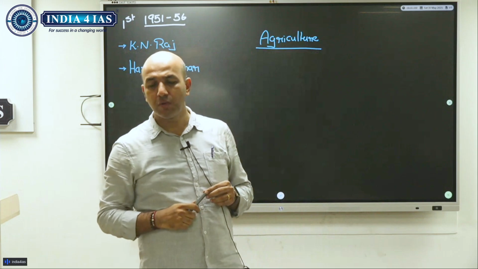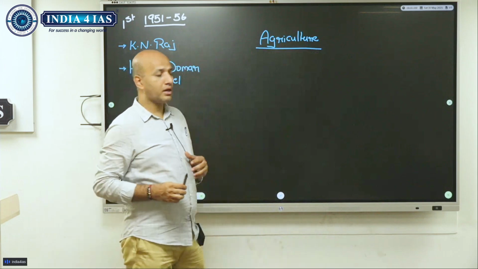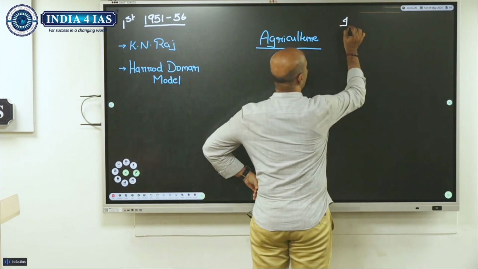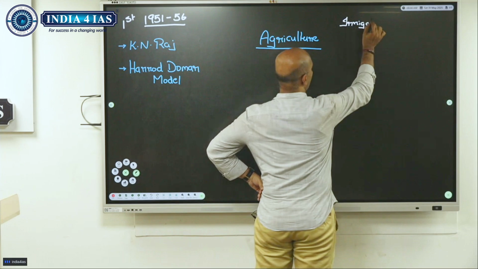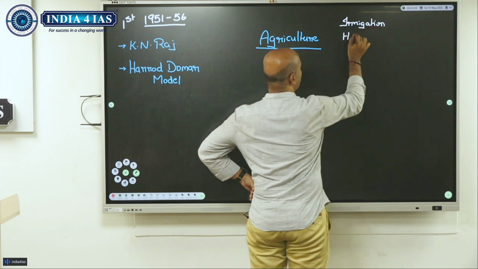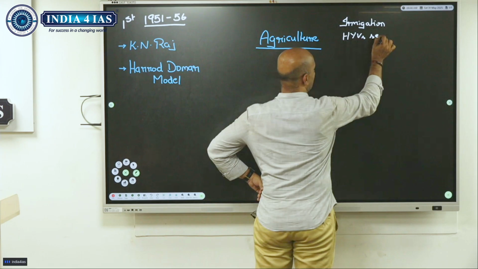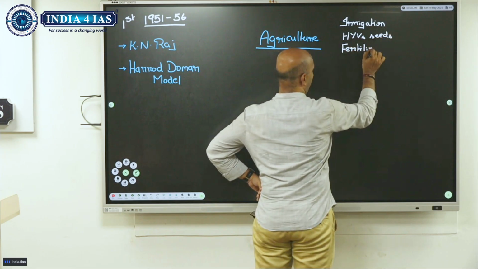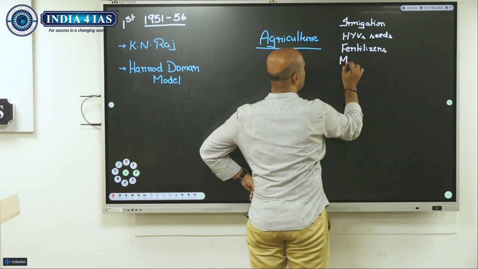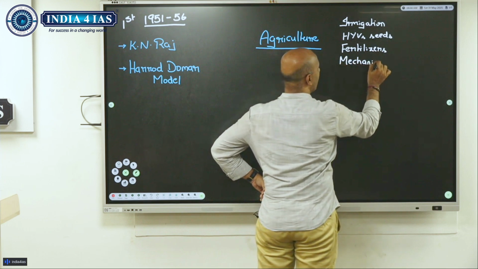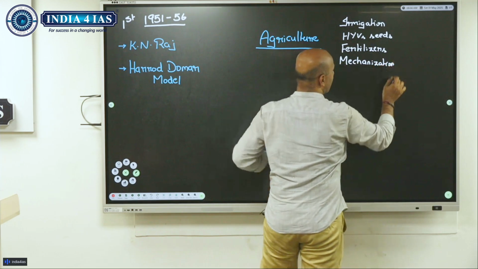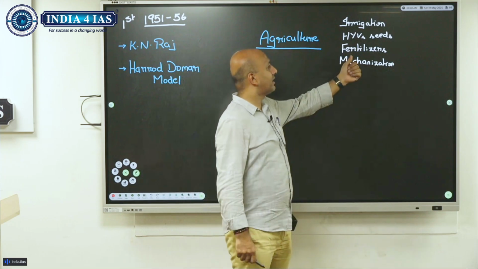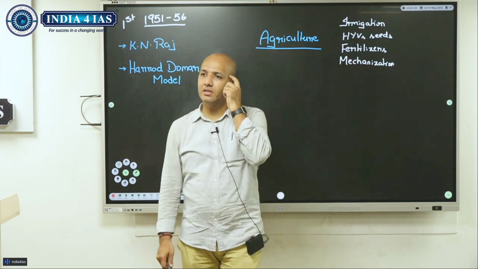So every effort that was put across during the first five-year plan was focused on agriculture. We focused on every aspect of agriculture. So in terms of working on aspects related to irrigation, high yielding varieties of seeds, fertilizers, mechanization of agriculture, because a large part of India was still following rudimentary agriculture. So all these areas of agriculture we focused upon. Irrigation, high yielding varieties of seeds, fertilizers, mechanization. These were all areas that we focused upon.